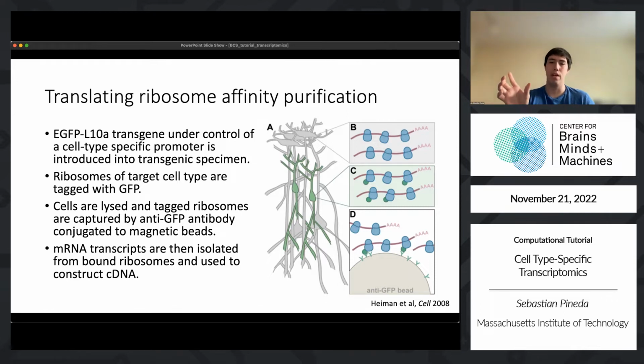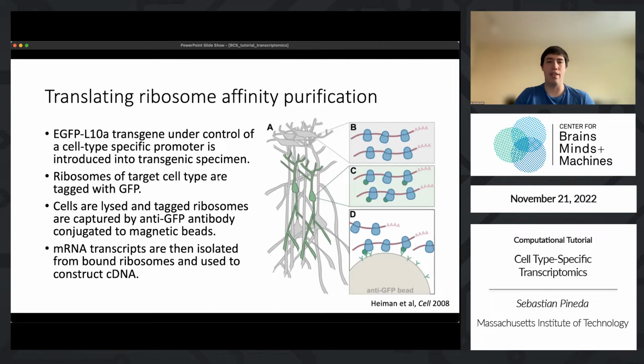So, for example, as in the original paper, we want to capture the D2 spiny projection neurons of the striatum. We know that cell type more or less quite specifically expresses DRD2, a dopamine surface receptor, and ideally it's not expressed in any other cell type. So this transgene will be driven by that promoter, and only in that cell type you have the transcription and translation of this ribosomal large subunit protein that has a GFP bound to it. So you would target these specific cell populations, and only those would have these GFP tagged ribosomes.